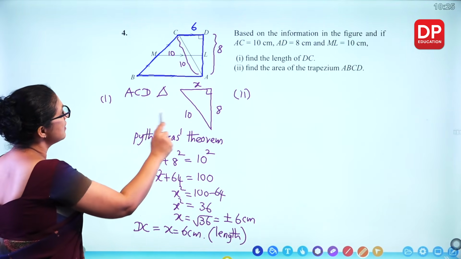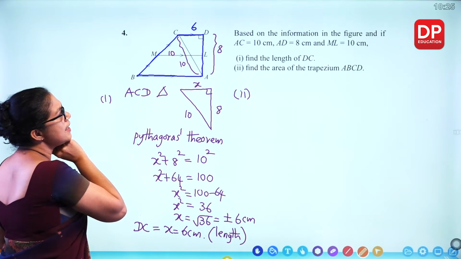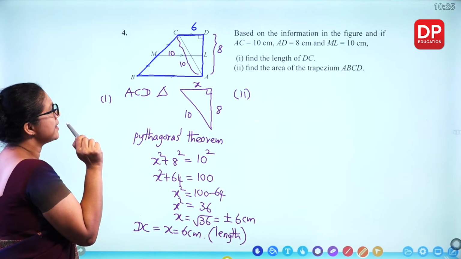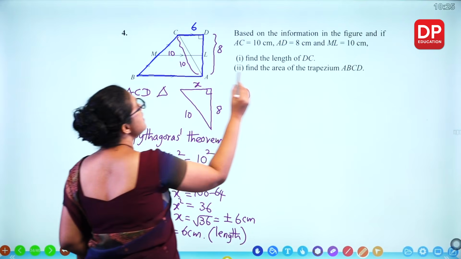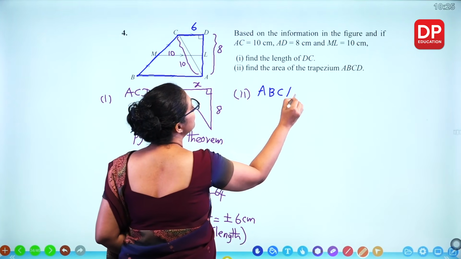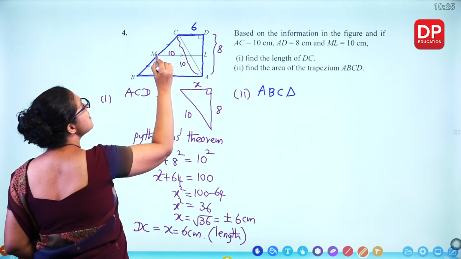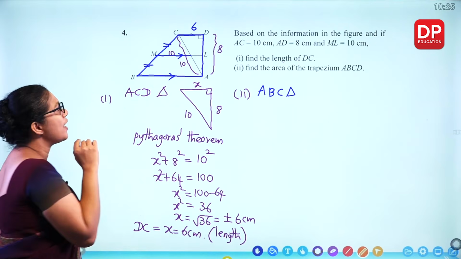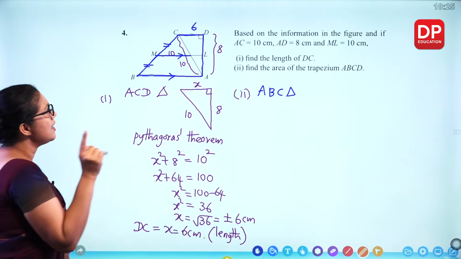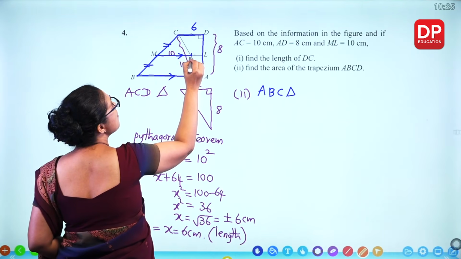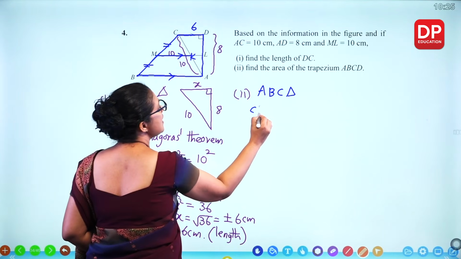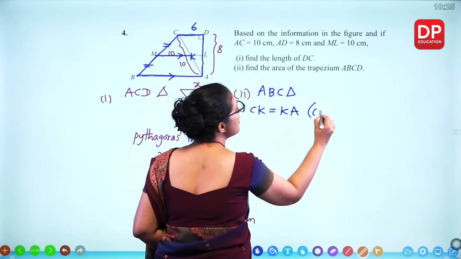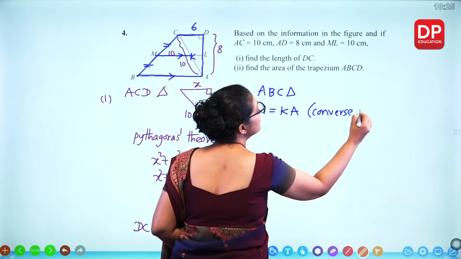Now look at the second part. You need the ABCD area. So to find out area, we need to find out the AB length. Now when you take triangle ABC, this is parallel to this one and these two are equal. Midpoint, one midpoint and parallel line given. That means, we'll put a K point here. That means CK is equal to KA according to the Converse theorem.